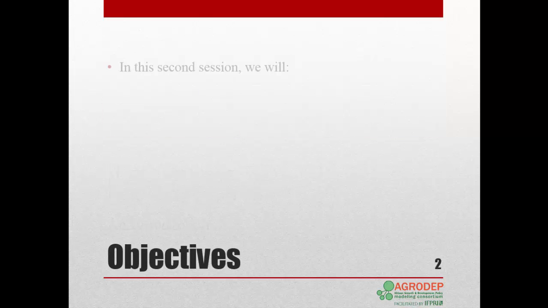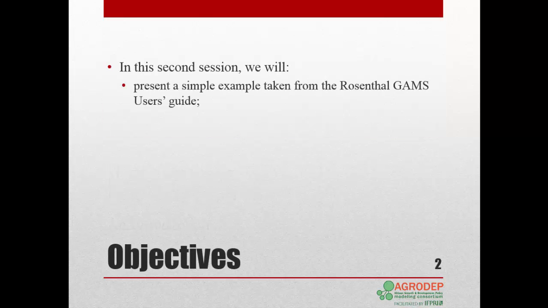During this session, we will present a simple example taken from the GAMS User's Guide by Rosenthal. We recommend that you consult Chapter 2 of the guide, where the treatment of this example is slightly different. In this manner, you will become aware of the various ways to program a model. Our objective is to present this simple example in order to illustrate the different parts of a GAMS program.